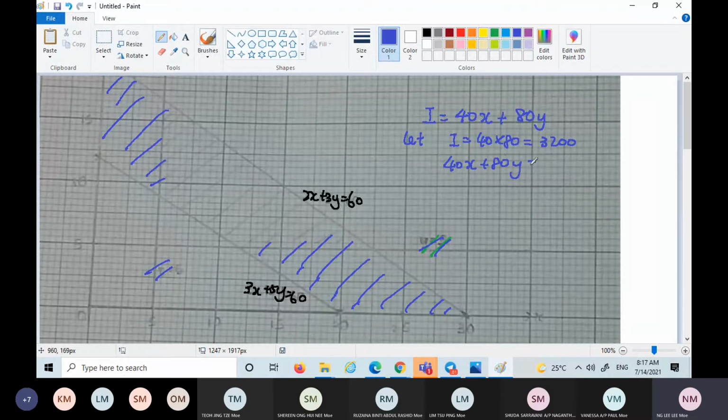Before you start to draw, you can simplify first. Divide by 4. 80 divided by 4 is 20... 8 divided by 4 is 2y, 320 divided by 4 is 80. Now you start. Let's say when x is 0, then 2y is 80, therefore y is 40. So up here, I think your scale can go up to 40.